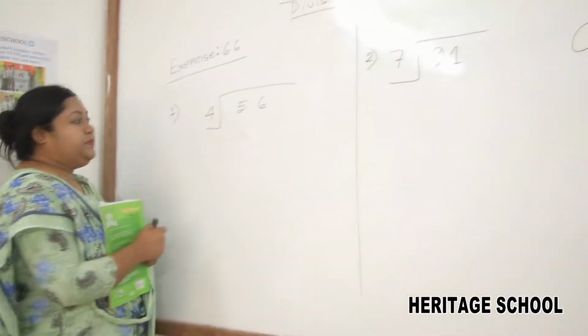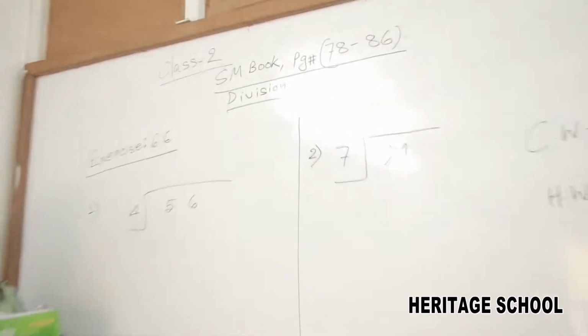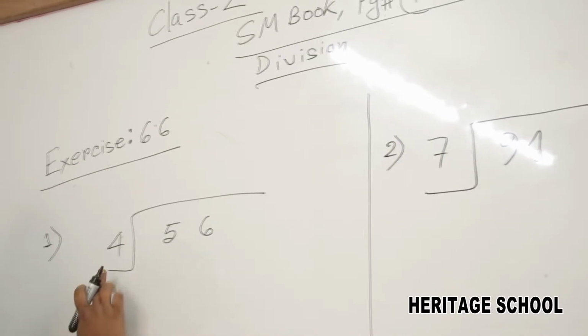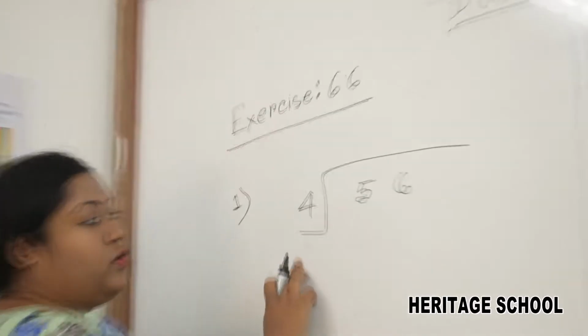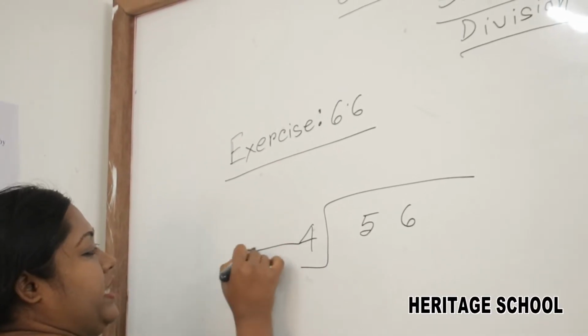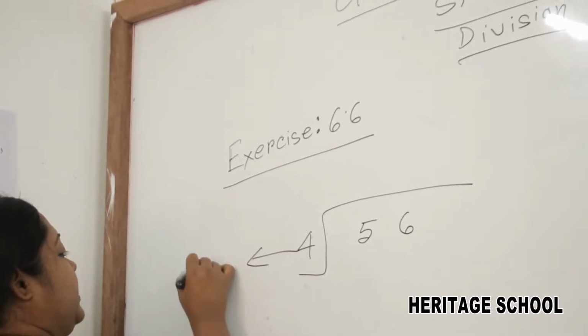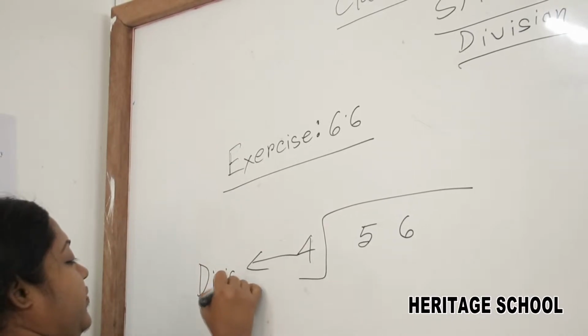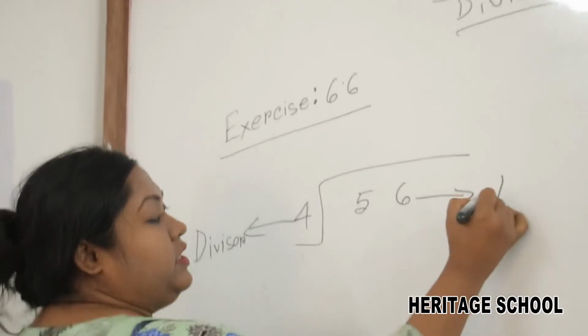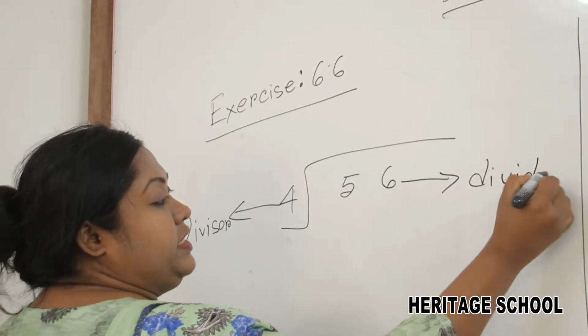Firstly, number 1. There is 4 division 56. This is our division sign. 56 will be divided by 4. So 4 is our divisor. Here we know that this 4 is called divisor and 56 is our dividend.